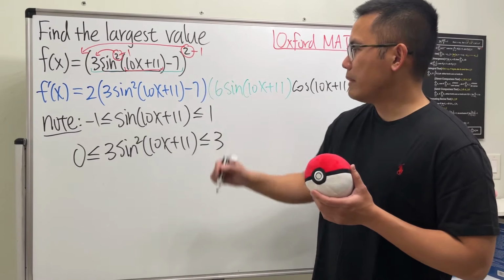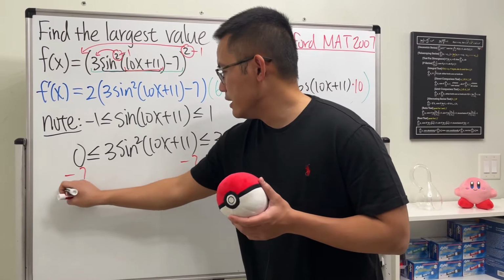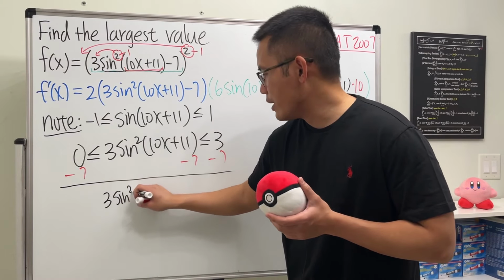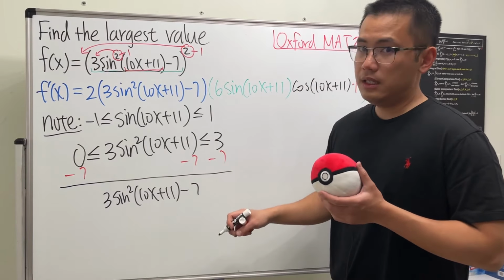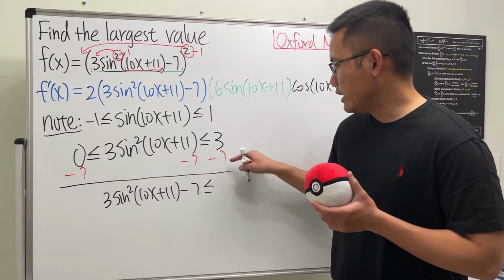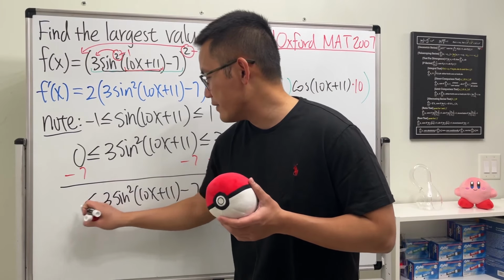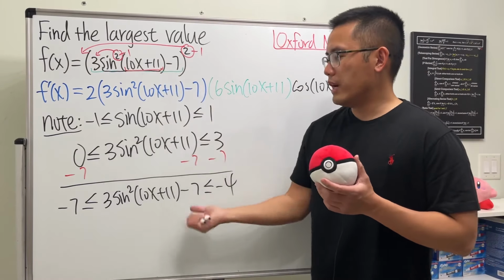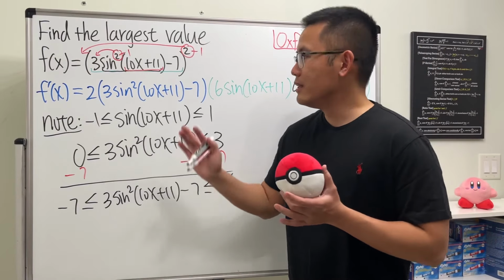And then if you minus 7, so of course just minus 7, minus 7, minus 7, this means the input here, we have 3 sine square of 10x plus 11, and then minus 7. This right here will be in between of, here we get negative 4, and then there we get negative 7. Alright? And lastly, we will have to square everybody. So be really careful.